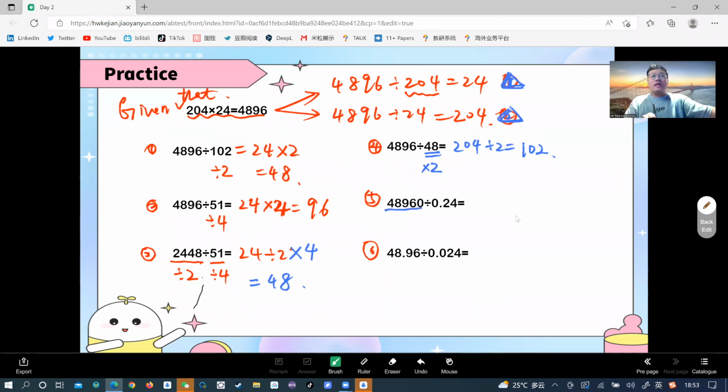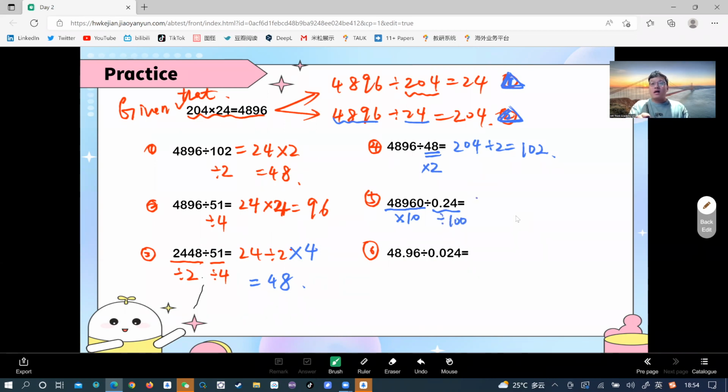As for the dividend, you times by 10, right? Because originally you have 4,000 something, and now you got 48,000. So you times by 10. And as for the divisor, how do you get 0.24 from 24? Tell me, how do you get that? You divide by 100, right?